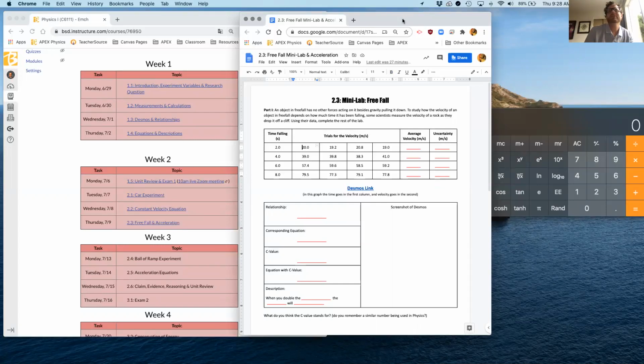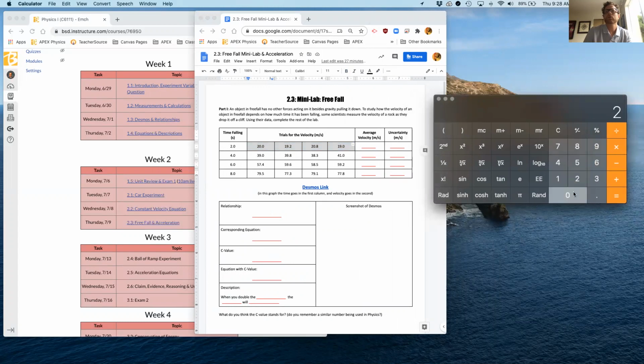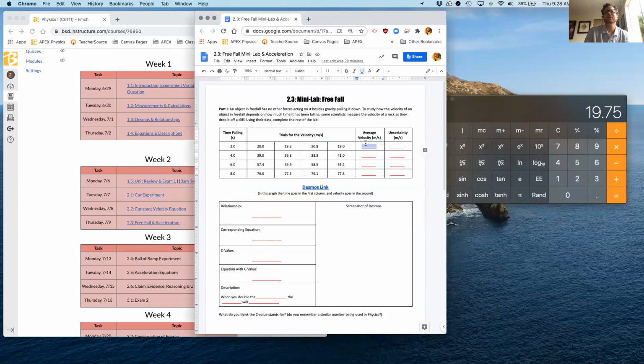The first problem that I've been seeing in some of the lab reports is that the average should only be of these trials. In this case, there are 4 trials, but sometimes there are 3. I'm going to do these real quick. So I have 20.0 plus 19.2 plus 20, use my keyboard, 20 plus 19.2 plus 20.8 plus 19, equal sign, divided by 4, 19.75. Also on the homeworks, if you just double click on these right here, you can just go, bam.